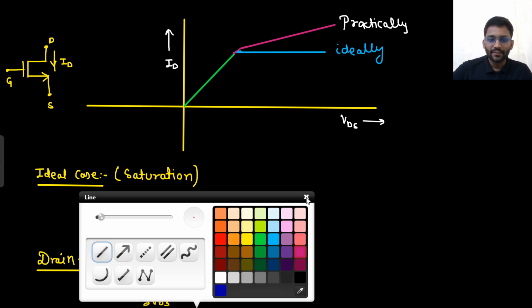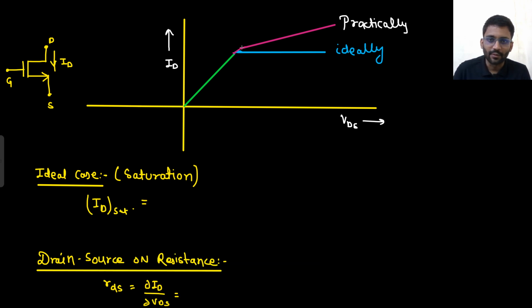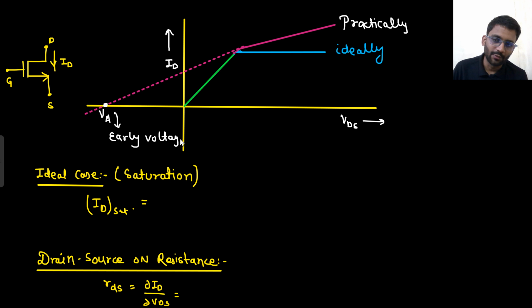And if you increase this graph in the negative direction, what will happen? At some potential, the current will be zero. This potential is known as early voltage. We will derive the formula. We will see what I mean by early voltage. But before that, let's write down the condition for the ideal case.